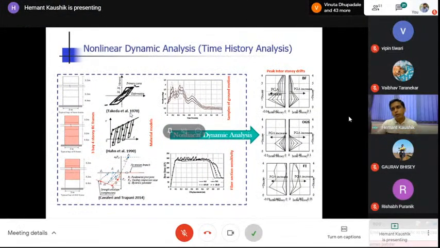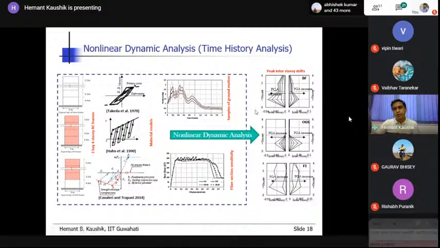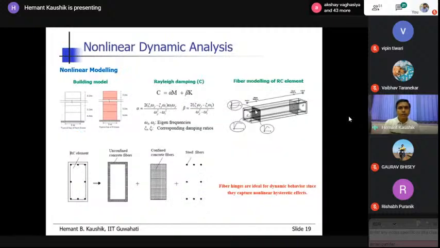And then what are the types of output? So you can plot the acceleration, the velocity, the displacements at different levels. Then you can convert it into the peak story drifts. You can convert them into various outputs at different levels. Now let us see how do we model it? How do we consider the non-linearity?